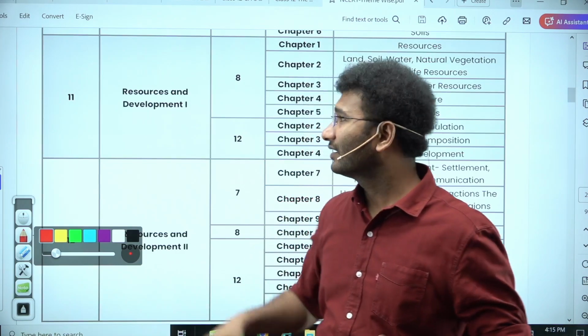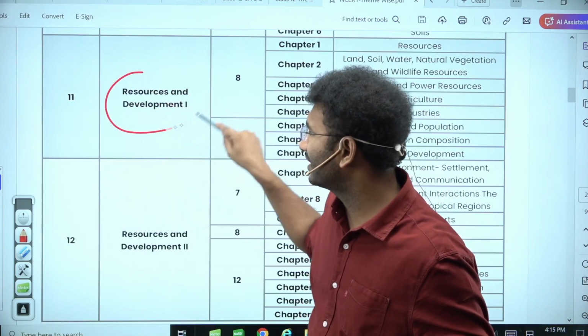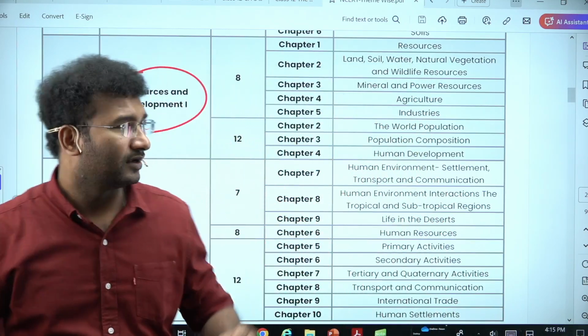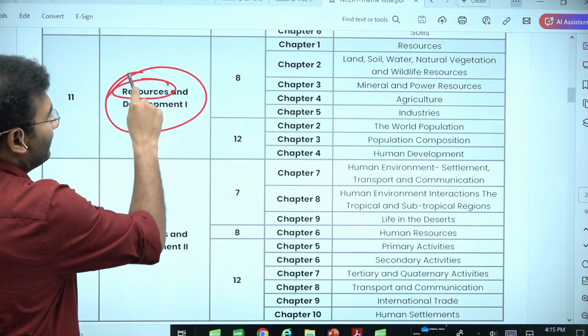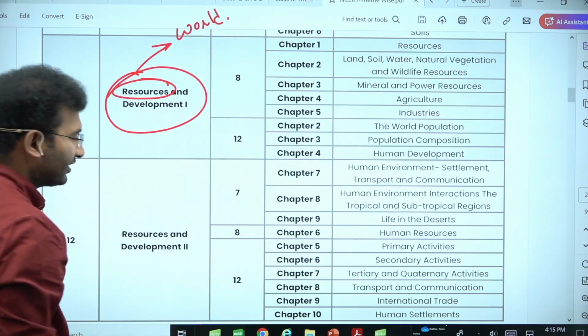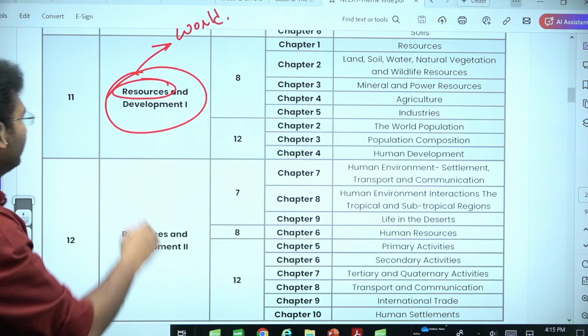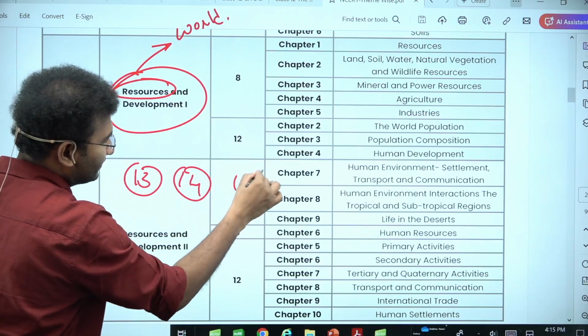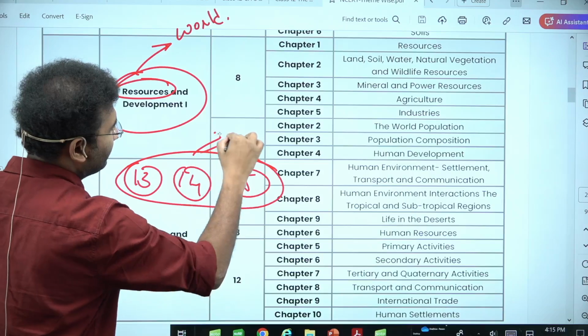Firstly, this particular theme name is resource and development, and in this theme we are going to learn about 7 to 8 chapters. This we are going to learn in the perspective of the world. Likewise, you also have a resource and development theme under theme number 13, 14 and 15. These themes are with respect to India.